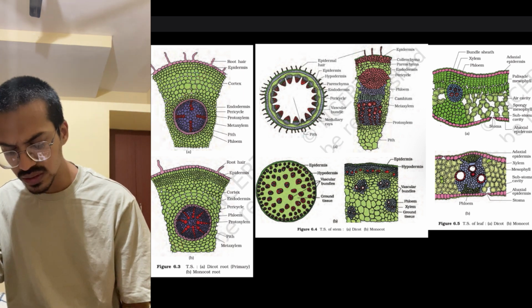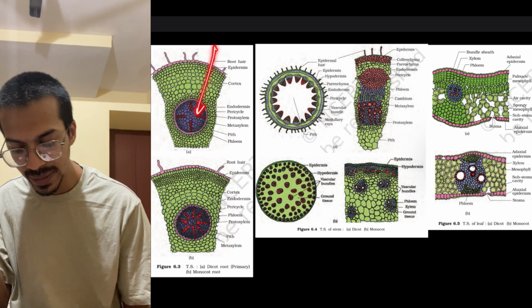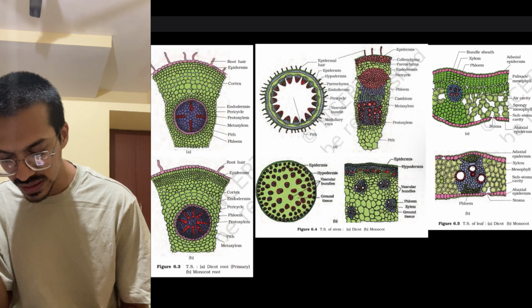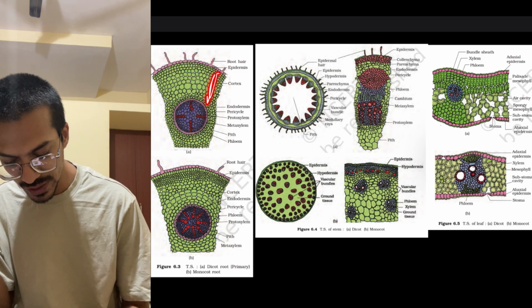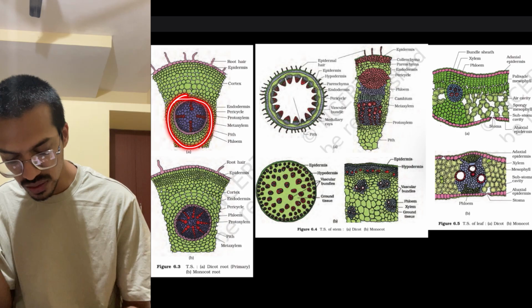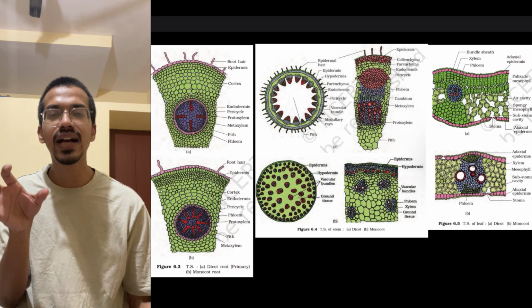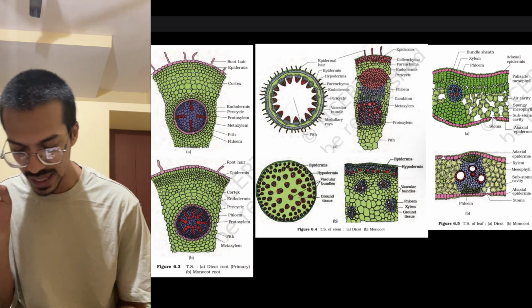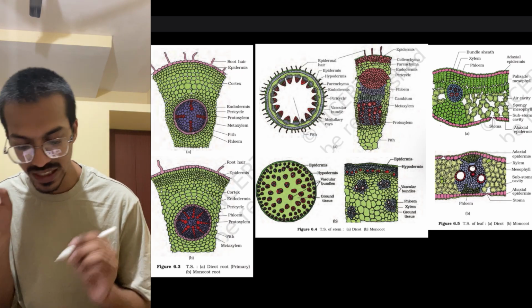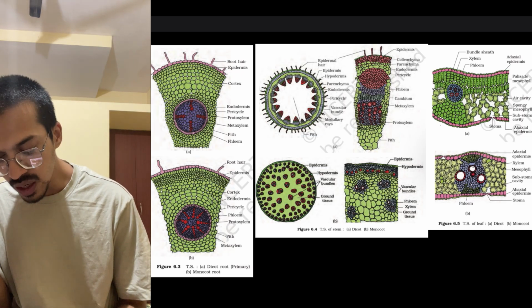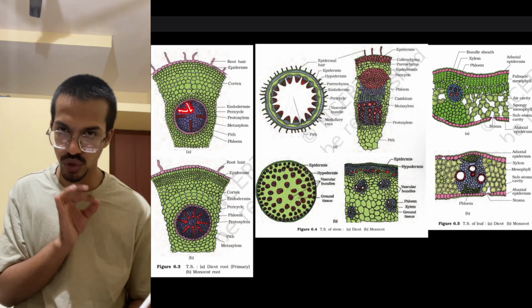Rest, if you are going from outside to in, what you will see? You will see the epidermis in both the cases, you will see the cortex, then you will see the endodermis, then there is the pericycle. Going inside, you have this area which has alternating parenchyma and the xylem phloem present. The part in the center is called pith, whereas over here it is called conjunctive tissue.